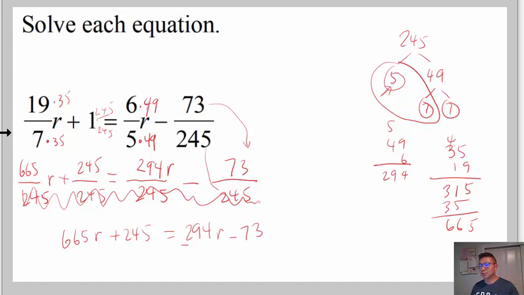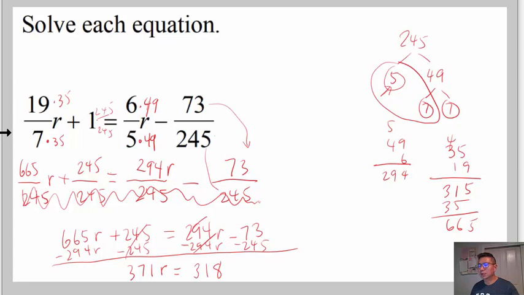Now I'm going to subtract 294R, 294R. That's gone. Subtract 245, subtract 245. This is going to give me 371R, and it's going to be 813. I hope that's right. Let me check my calculator. Yeah, that's right. Okay. So then we finish off by dividing by 371, 371. And this is a prime number, so we can't reduce.